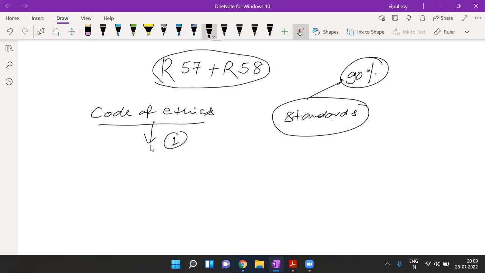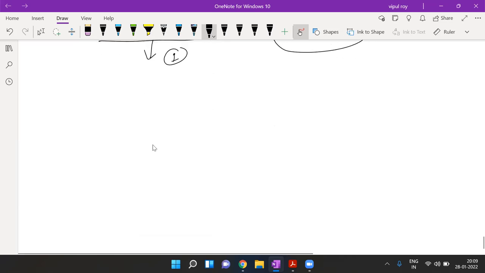But before starting the code of ethics, there is one important point which you need to understand. It says what? CFA Institute has a professional conduct program. There is something called the professional conduct program. And what is the relevance of the professional conduct program? It is important for us to understand.